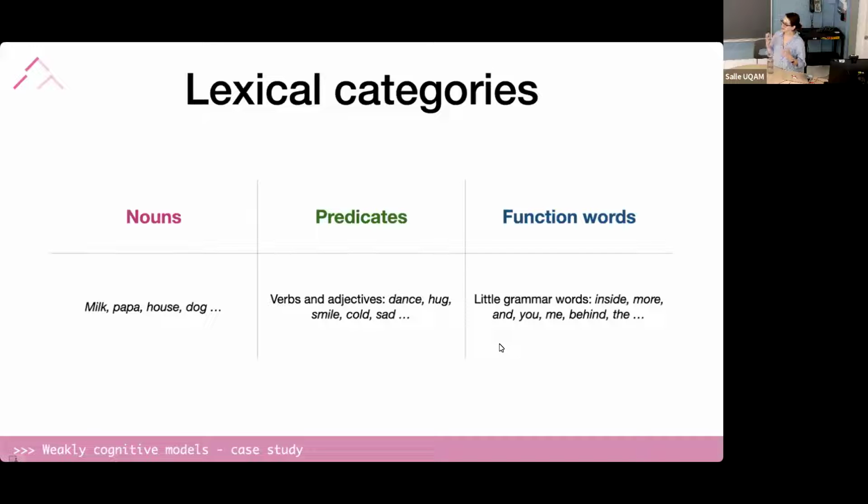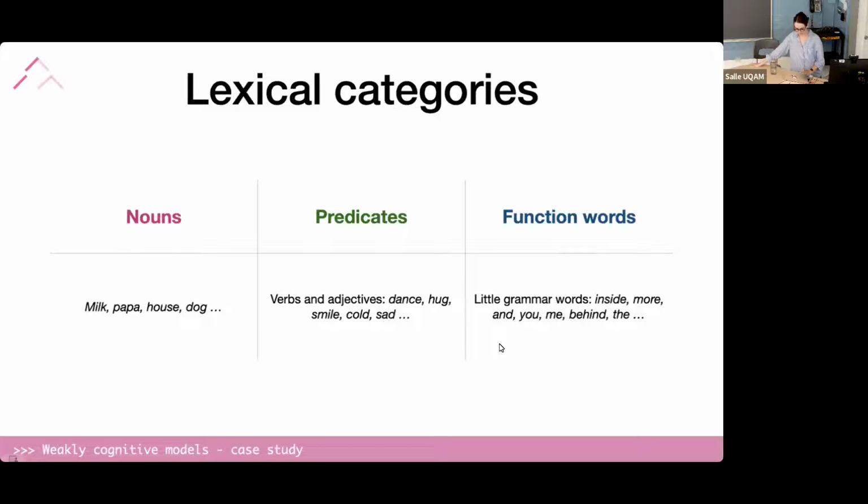And then finally, function words. Function words are all these little grammatical words that we have in a language, such as inside, more, you, me, all these types of little words that have really important functions in language, but their meanings are much more abstract. These are also called closed class words because we don't introduce new ones very often to language, so they're closed classes.